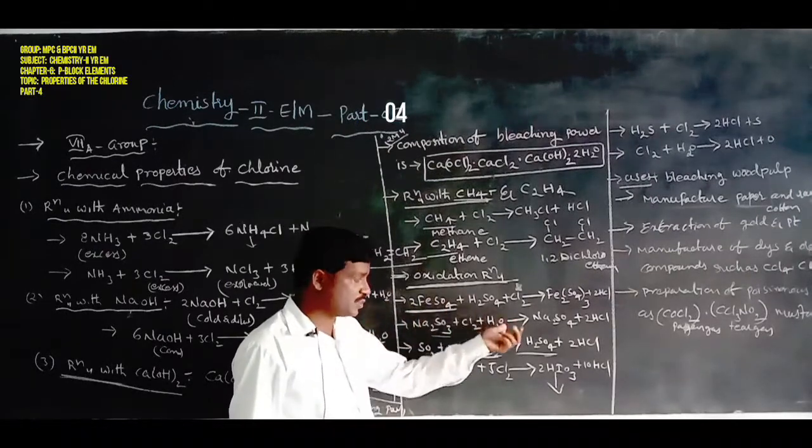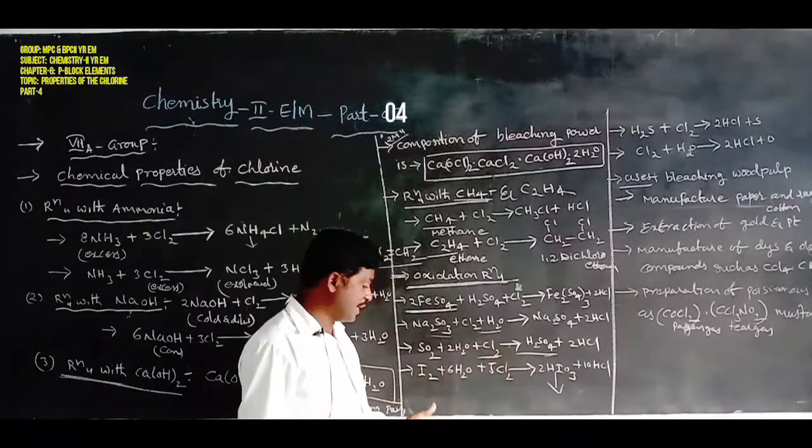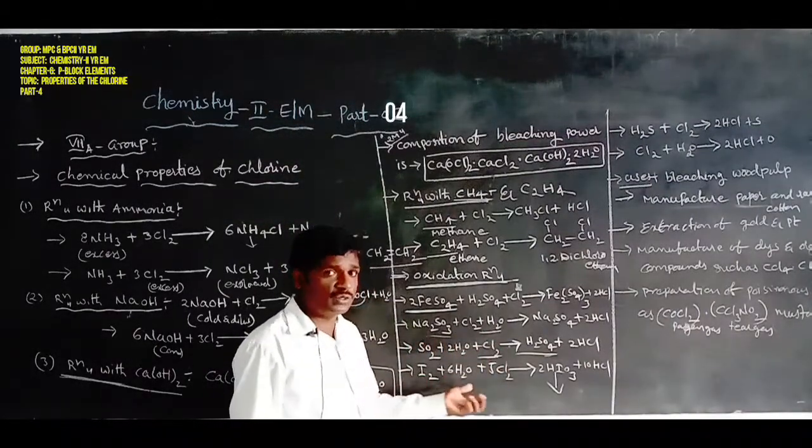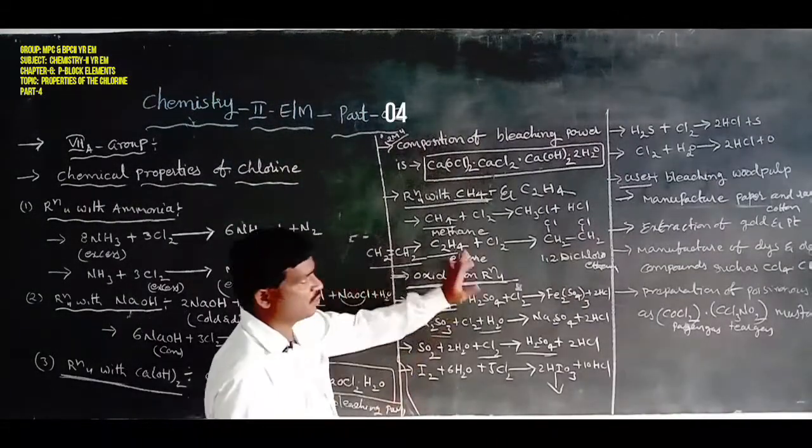Sulfite oxidizes to sulfate. Sulfur dioxide oxidizes to sulfuric acid. Iodine oxidizes to iodic acid. Those are the oxidation reactions of chlorine.